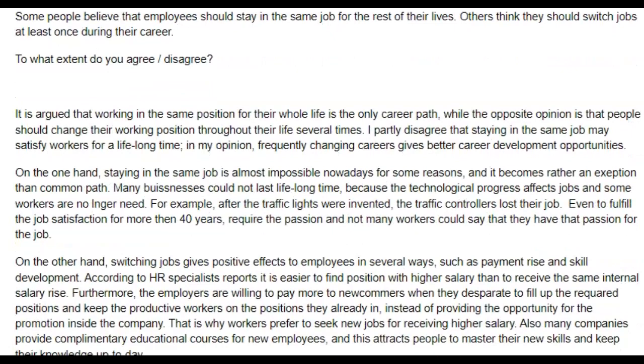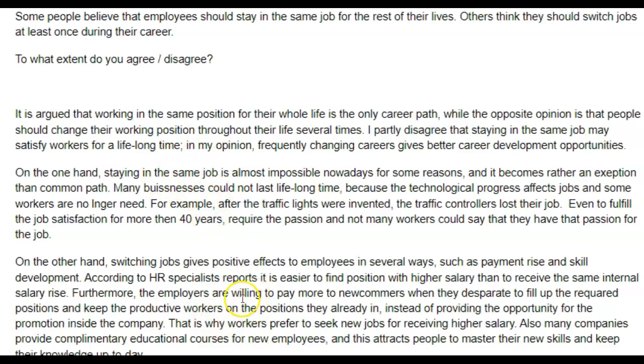So what did you tell us? You said that you partly disagree that staying in the same job can satisfy workers for a lifetime. Okay. And then, so you partly disagree. So this paragraph is talking about how staying in the same job is impossible, right? And then you give us a couple of examples about passion and about like technology and how some jobs change. And so you can't stay in them your whole life. So here you're talking about how staying in the same job is impossible.